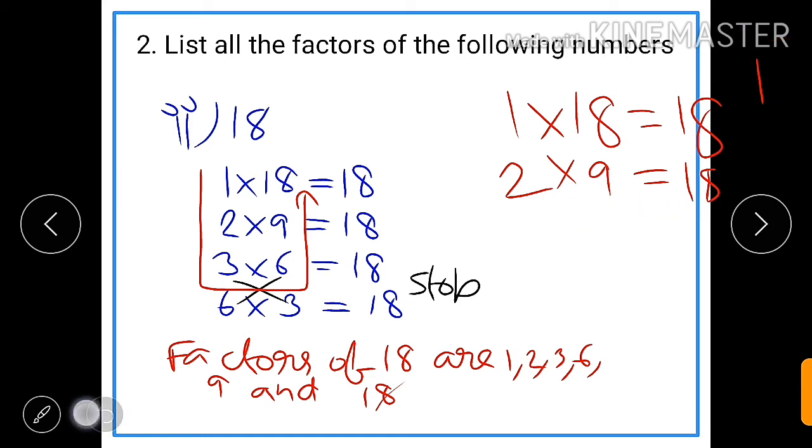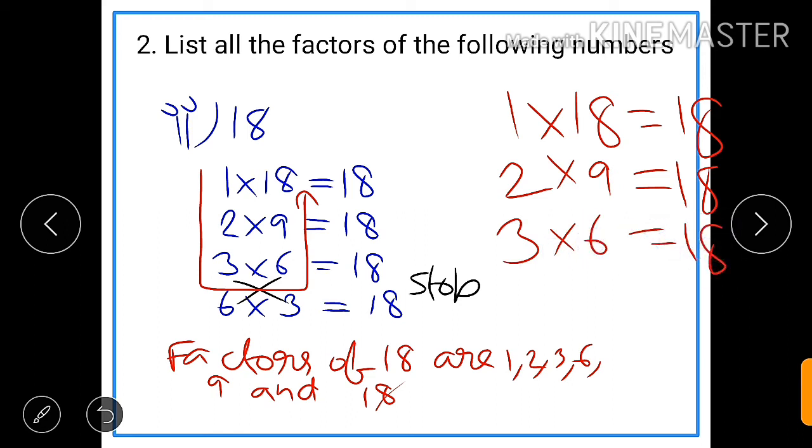Next, what we need to do, we need to check for 3. We have completed the 2, now we will start with 3. We know 3 into 6 equals to 18. Now we need to check 4. As we know that 18 is not exactly divisible by 4, because if we divide 18 by 4, then we will get 4 4s are 16 and our remainder will be 2.